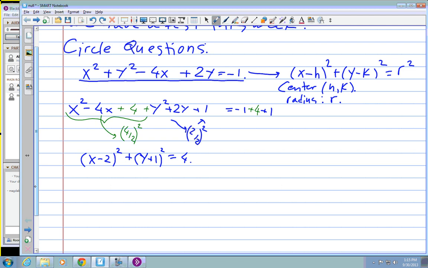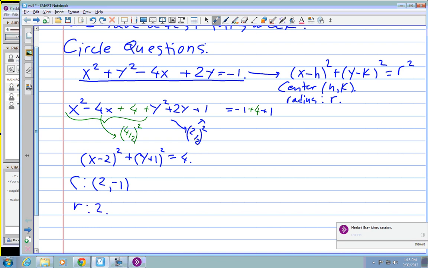Yes, the radius is 2. What is the center? Very good. 2, negative 1. Choose the opposite signs because the formula of a circle has minuses in there already. So the center is 2, negative 1. The radius is just positive 2.